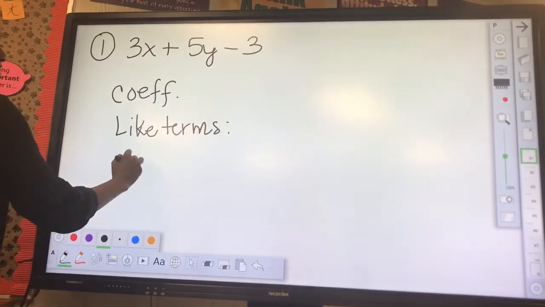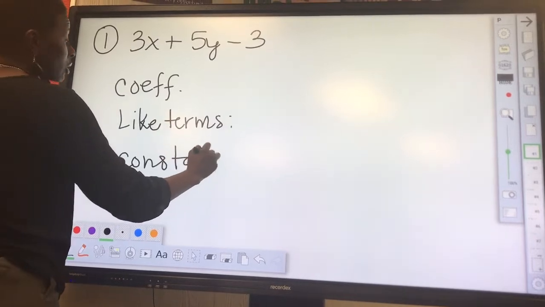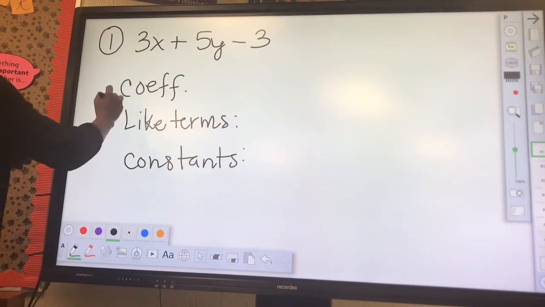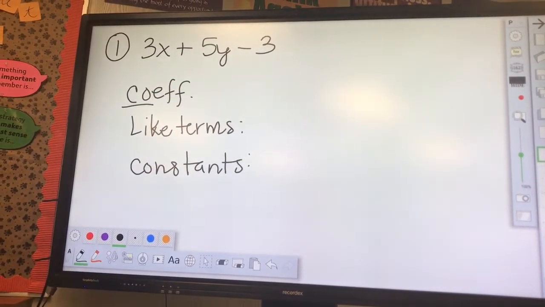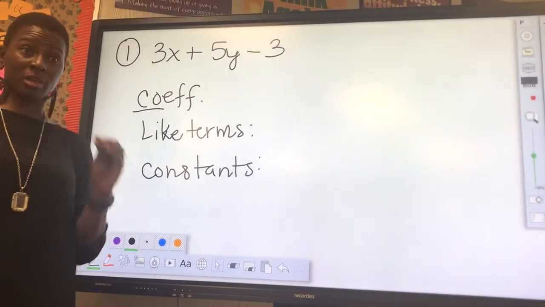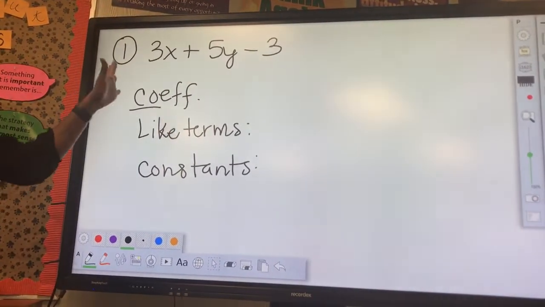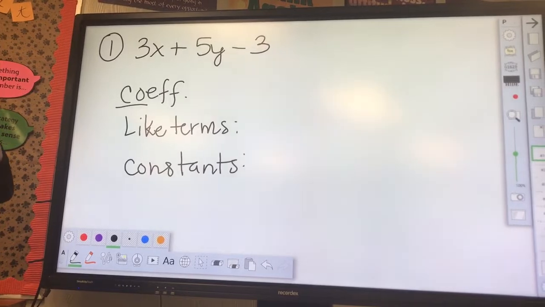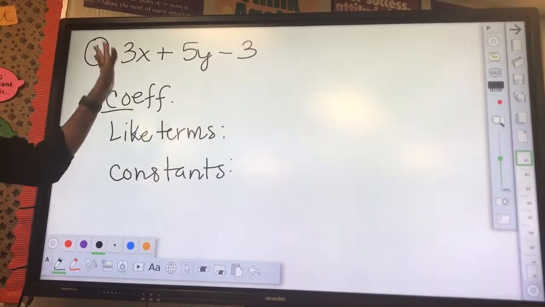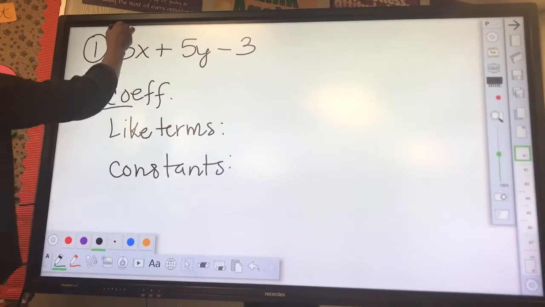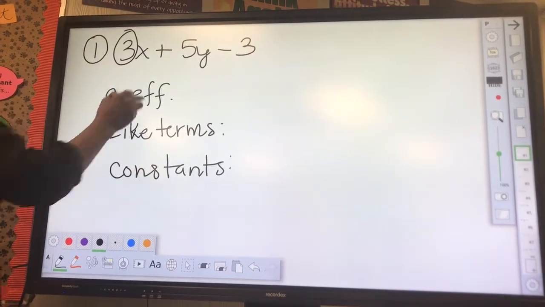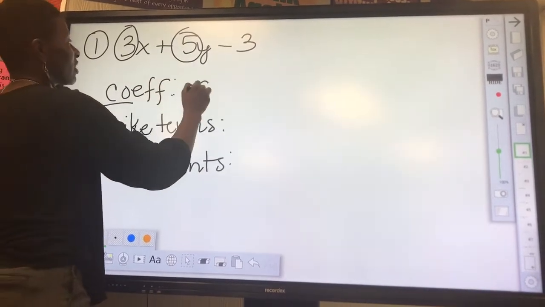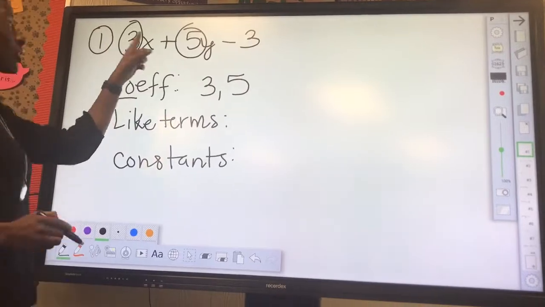and the constants. So we got to keep in mind that coefficients, co means with. So coefficients is any number that is attached to a variable by multiplication. So if that's the case, what would our coefficients be in this problem? 3x. It's not going to be the whole 3x. It's going to be just the what? 3 and what else? 5. And the 5.